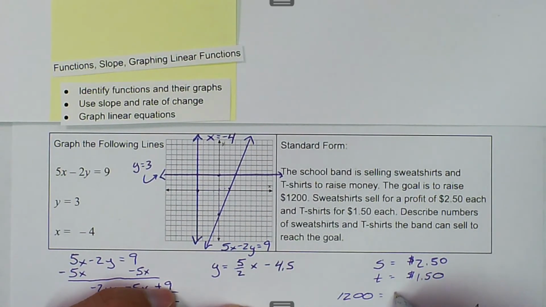So $2.50 are made for every sweatshirt that's sold, and $1.50 is made for every t-shirt that's sold. So then that's the equation written in standard form, where we have a constant on one side by itself, and then we have two variables on the right side with constants in front of them.